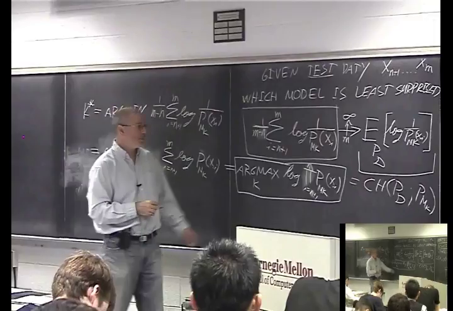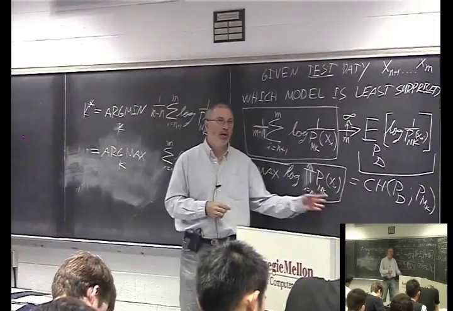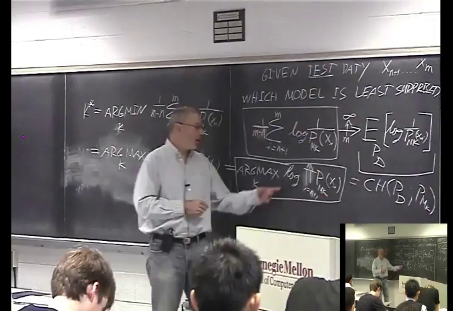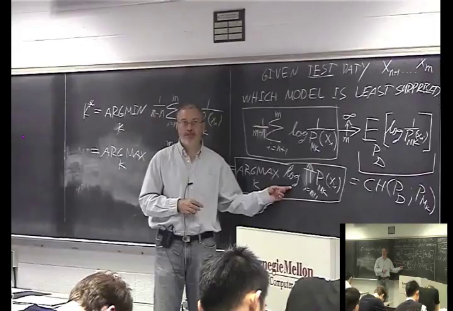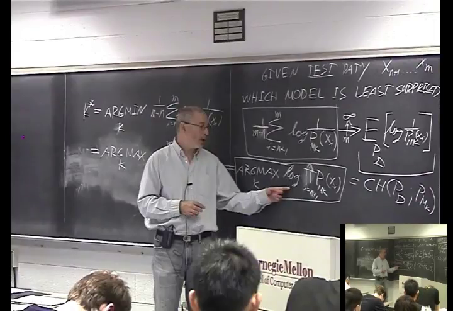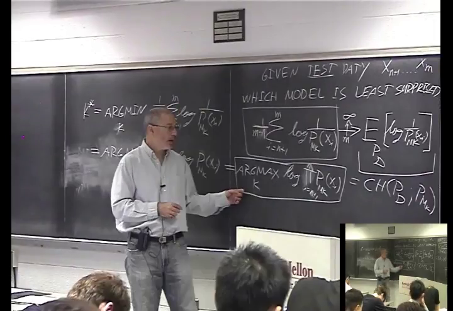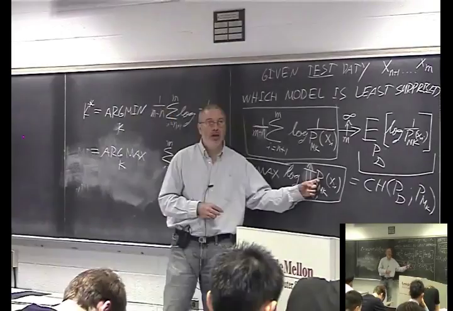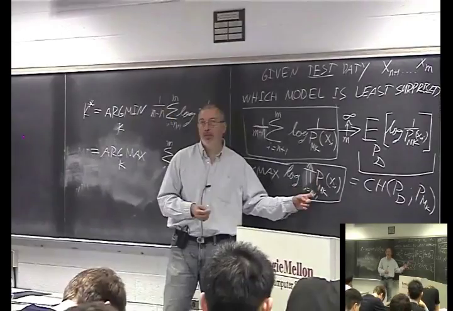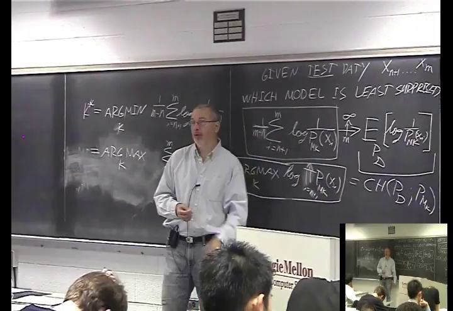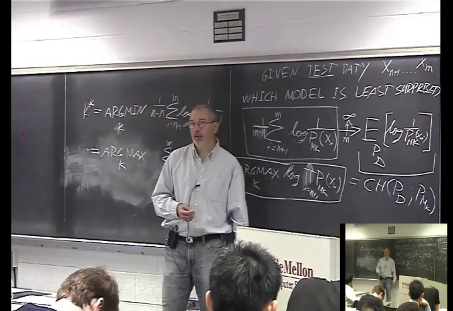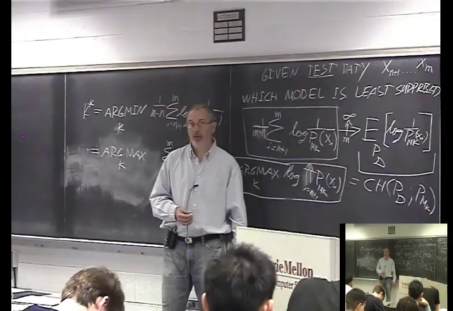Now I want to interpret what this means. Well, let's take another step before I interpret what it means. Log is a monotonically increasing function, which means that whatever k maximizes the log of this expression is also the same k that maximizes this expression itself. I can take the log out. It doesn't change the result of the maximization.